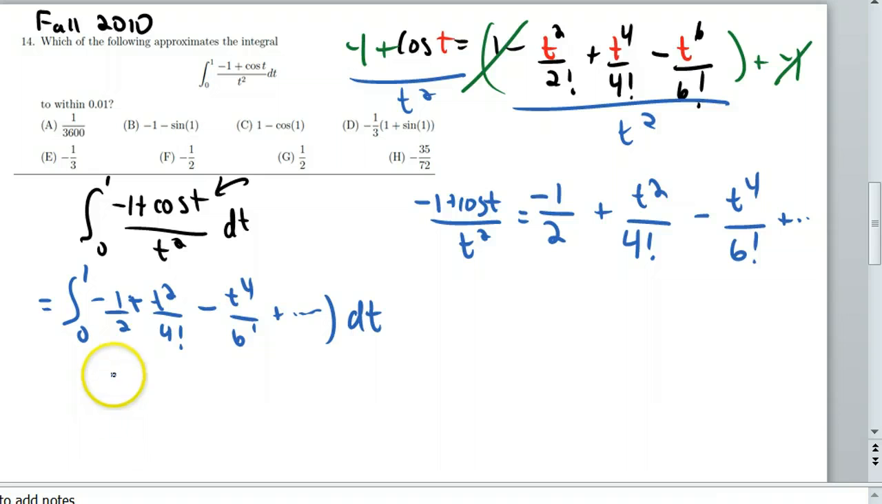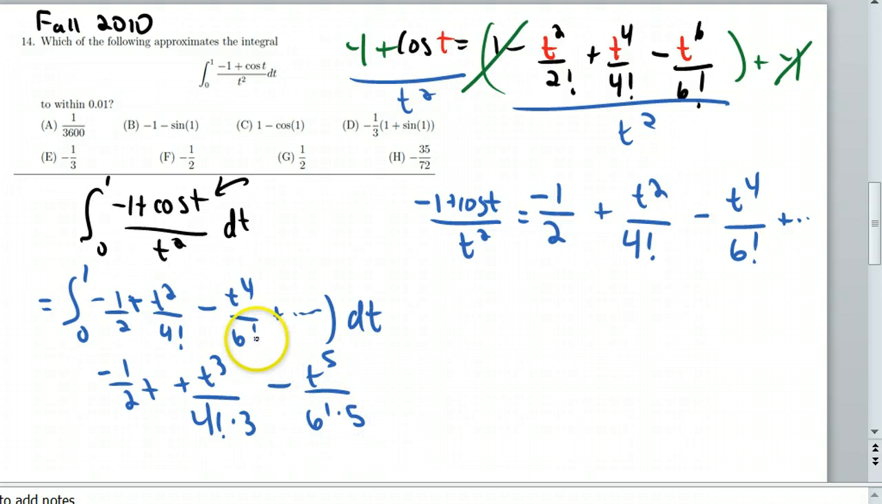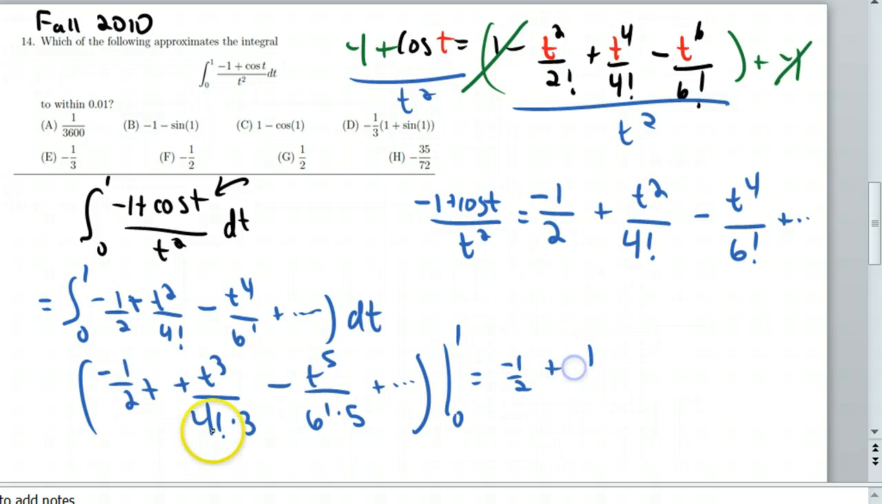So let's integrate: -1/2 t, t cubed over 4 factorial times 3, minus t to the 5th over 6 factorial times 5. And there's some other terms there that we evaluate from 0 to 1 to get -1/2. 4 factorial is 24. 24 times 3, 72. Next term, 6 factorial is 720, sorry, and that gets multiplied by 5.